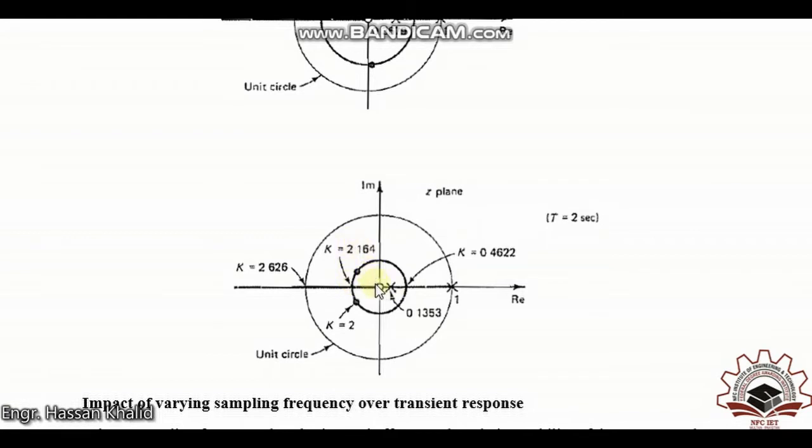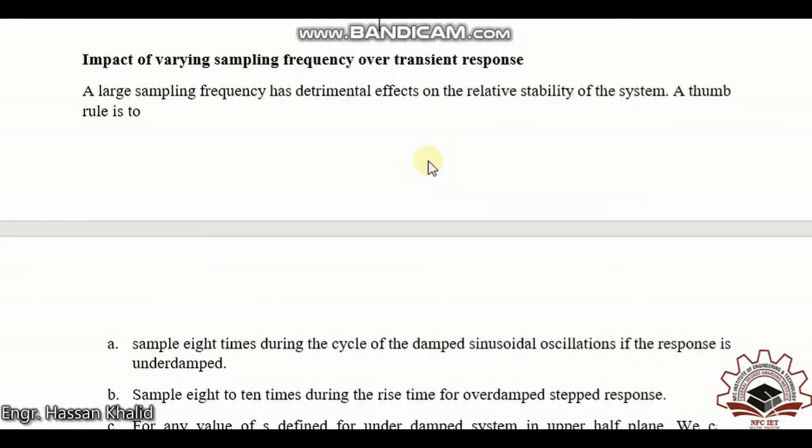So this is how, by changing the sampling time, you will be able to change the gains for the break-in and breakout points as well. Let's try to study the impact of varying sampling frequency over the transient response.